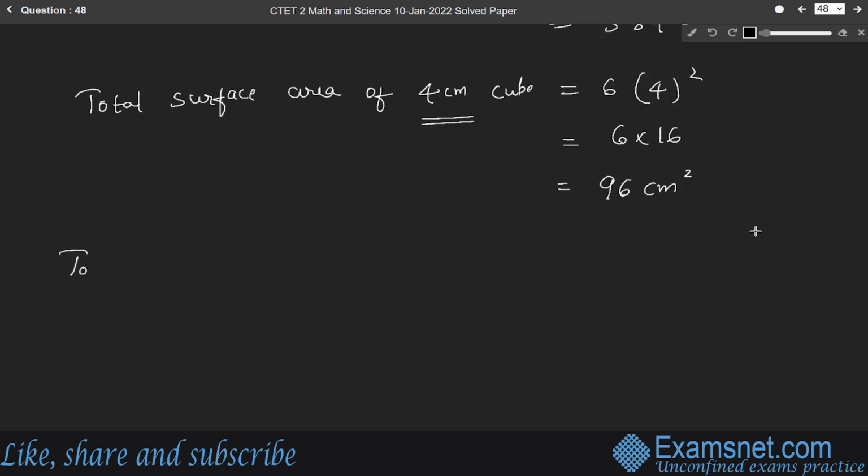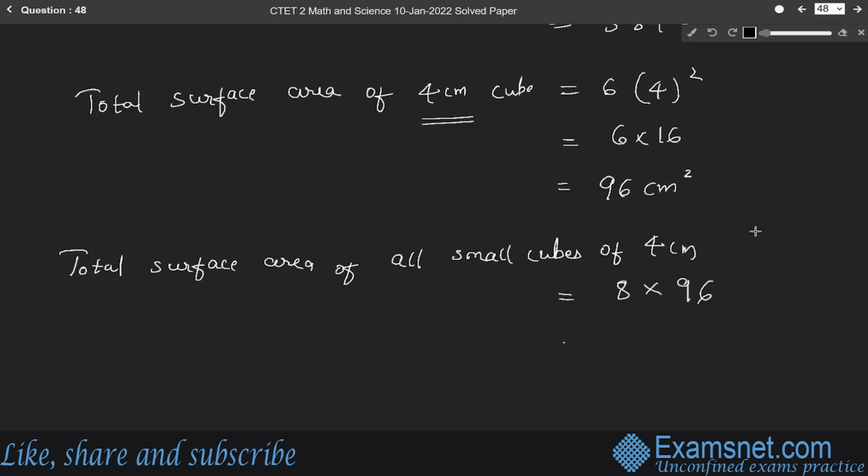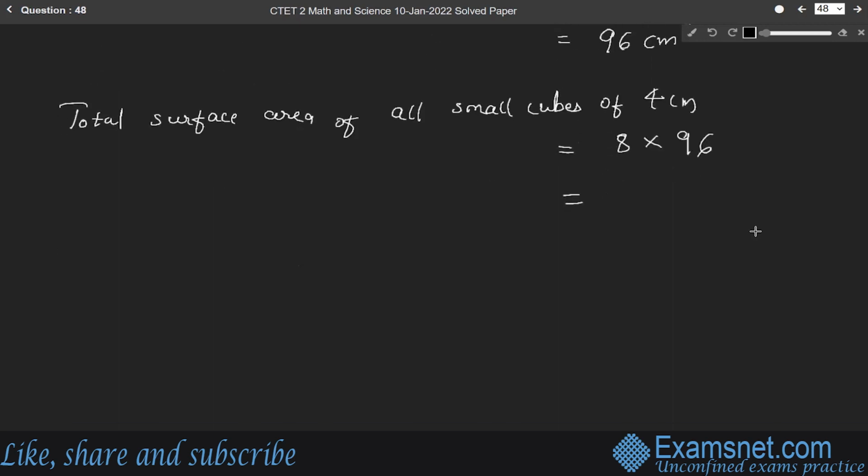Therefore, the total surface area of all small cubes of 4 centimeter is equal to, so there are 8 small cubes into 96, the total surface area of each small cube. So 96 into 8 is 768 centimeter square.